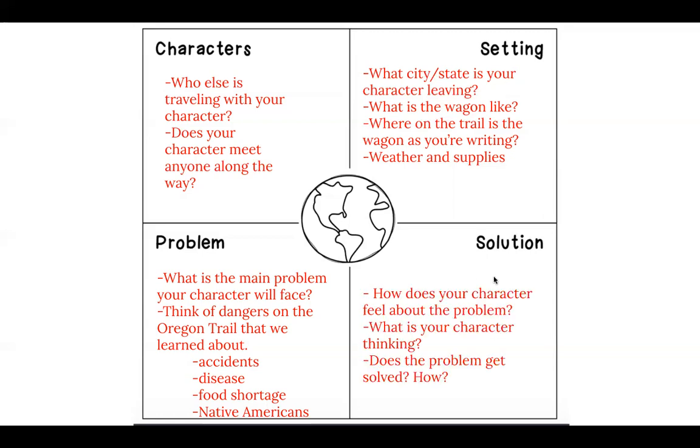And then for the solution, give some thought to how your character feels about that problem. What is your character thinking about the problem? And does the problem get solved and how? So some of these problems, especially if some kind of big accident happens, there might be no way to make that accident go away, but how does your character deal with it? How do they change? Write your brainstormed ideas in each of the boxes in your notebook, and then post a picture of your brainstorm to Seesaw so I can check it out.